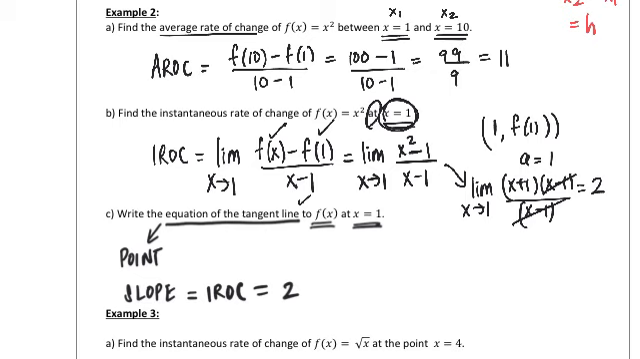The point that we're at, well, here's the x value of the point. That's 1. The y value of the point, well, we're on the graph of f of x, so the y value is f of 1, which in this case is 1 squared, or 1.